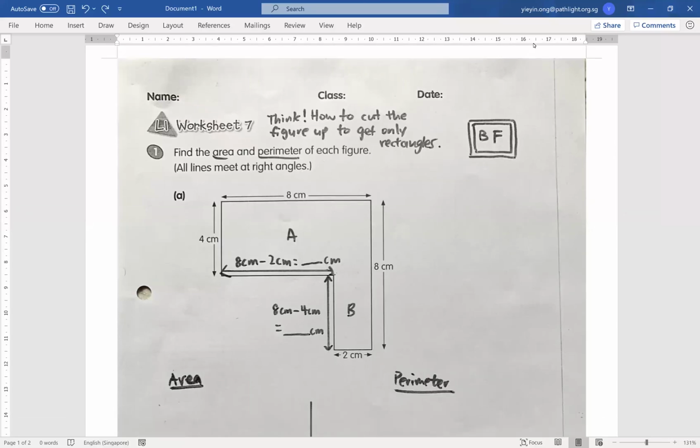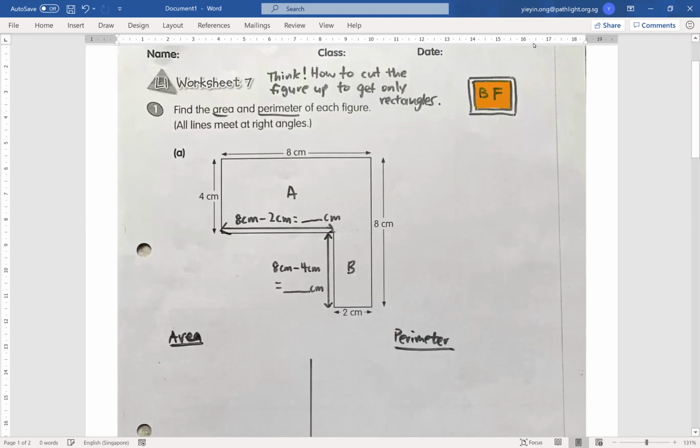Take out worksheet BF. We're going to work with the teacher for some parts of the question. Then the rest will be done on your own. Okay, so let's take a look at question 1.